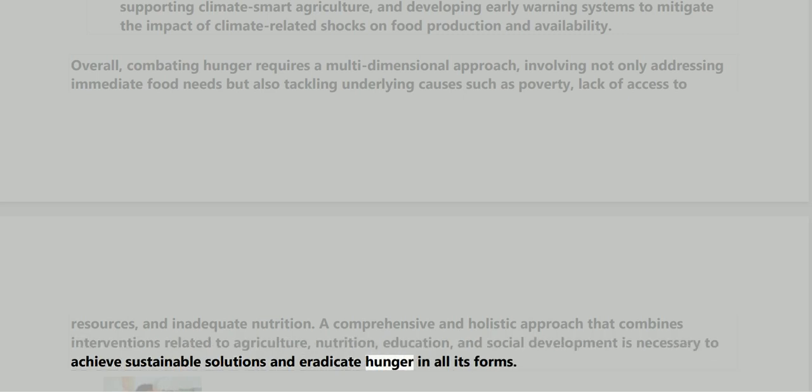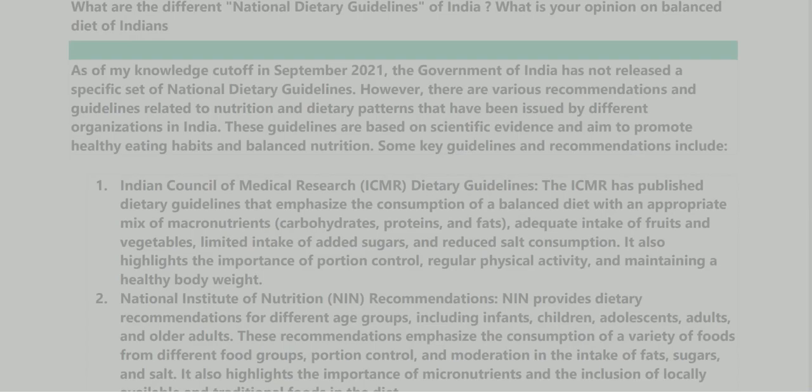What are the different national dietary guidelines of India? What is your opinion on balanced diet of Indians? As of my knowledge cut-off in September 2021, the Government of India has not released a specific set of national dietary guidelines. However, there are various recommendations and guidelines related to nutrition and dietary patterns that have been issued by different organizations in India. These guidelines are based on scientific evidence and aim to promote healthy eating habits and balanced nutrition. Some key guidelines and recommendations include 1.